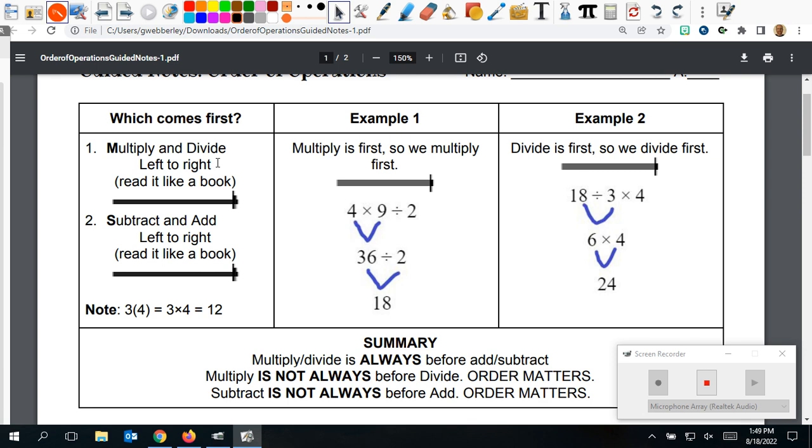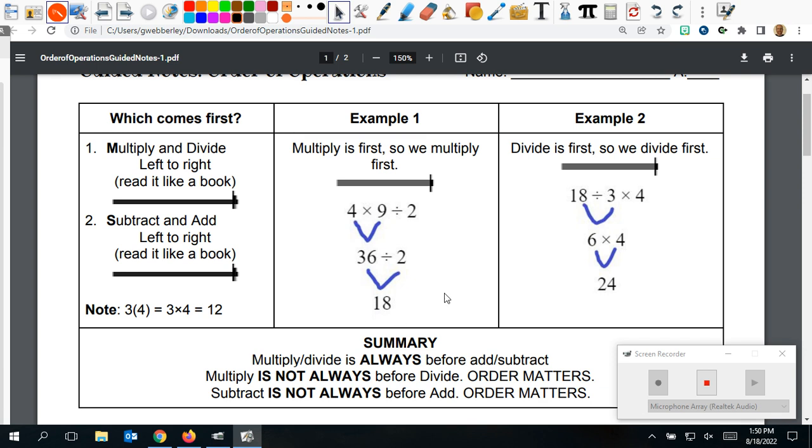We would want to read it as a book, going left to right. Here's an example with 4 times 9 divided by 2. You want to go left to right, so you would do the times first on this one. 4 times 9 gives us 36, then divide by 2 to get 18 as the answer. If we divide first, that's not going to be 18. It will be out of order and give us a wrong answer.